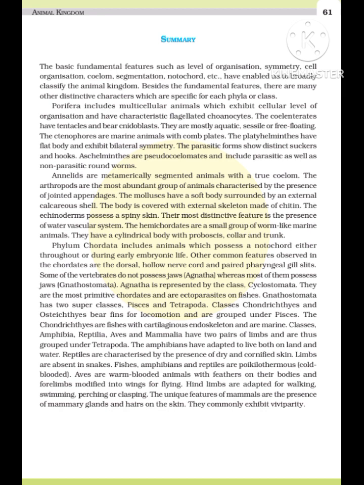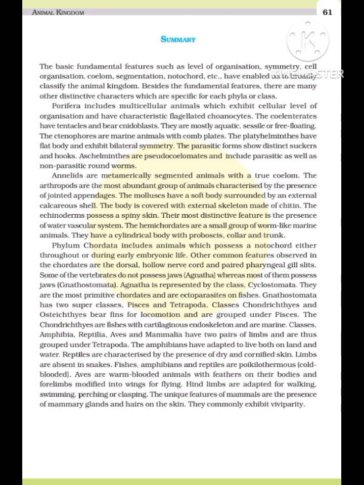Aschelminthes are pseudocoelomates and include parasitic as well as non-parasitic roundworms. Annelids are metamerically segmented animals with a true coelom. The arthropods are the most abundant group of animals, characterized by the presence of jointed appendages. The mollusks have a soft body surrounded by an external calcareous shell. The body is covered with external skeleton made of chitin. The echinoderms possess a spiny skin. Their most distinctive feature is the presence of water vascular system.